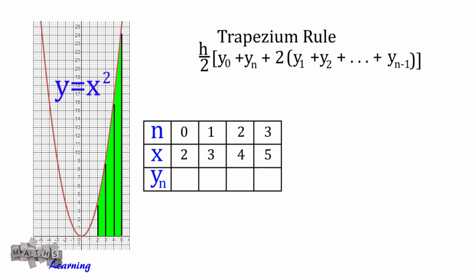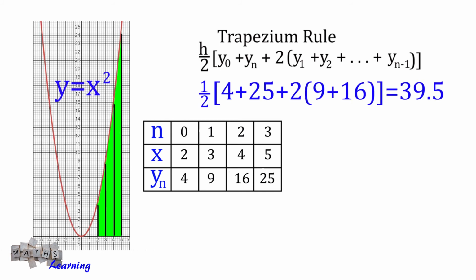The corresponding y values are worked out by putting the x values into the equation of the graph, which in this case is x squared. If we put these values into the formula using a calculator, making sure we are careful with the brackets, then the answer will be 39.5.